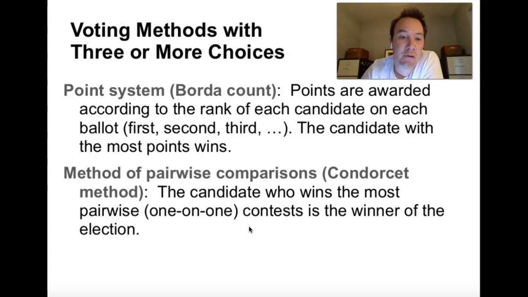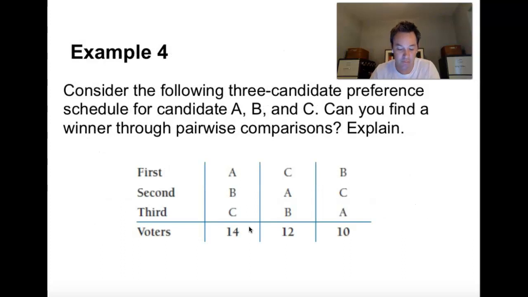And then we have pairwise comparison, sometimes called the Condorcet method. That's where the candidate who wins the most pairwise, which is head-to-head contests, is the winner of the election. So this is where everybody gets paired against each other. You see who wins the most of those, and they win the whole election. All right, so let's do some work with some of these.